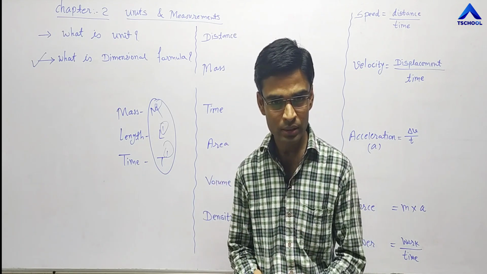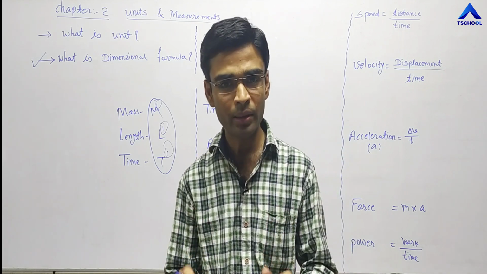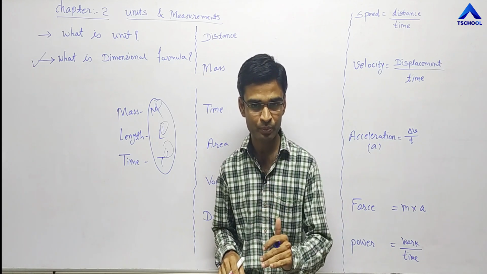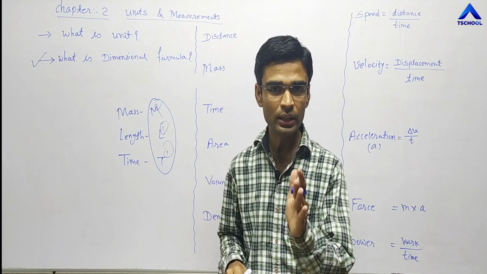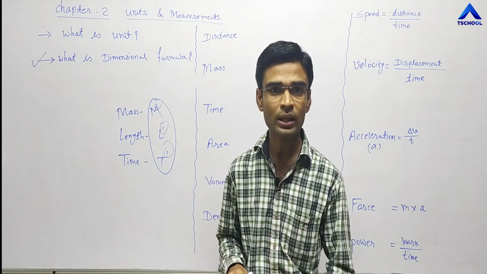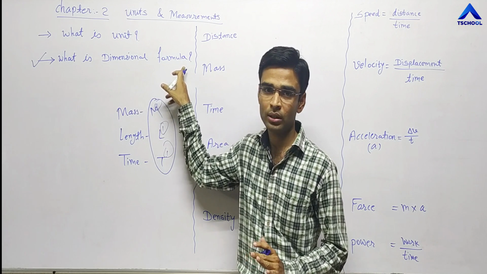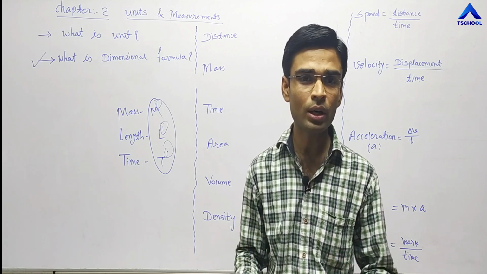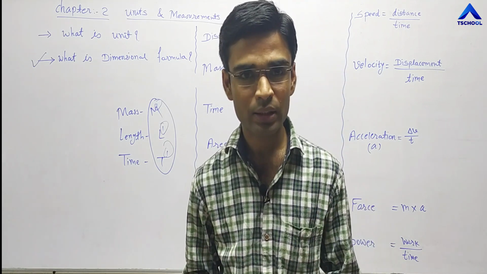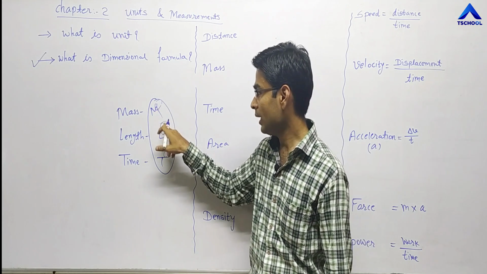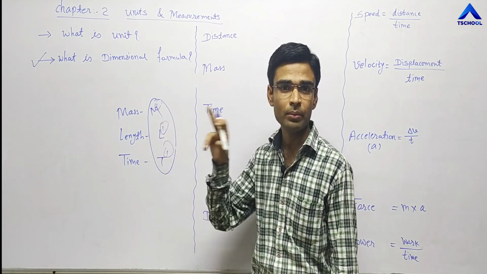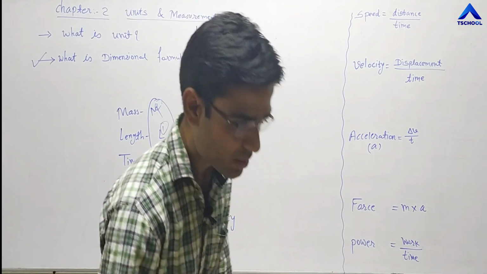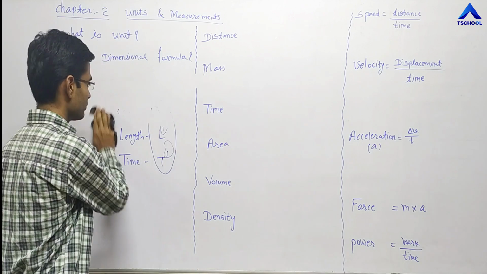Understood? What is the dimensional formula and what are dimensions? The dimensional formula means whenever we represent mass with M, length with L, time with T, the combination of mass, length and time. And dimensions means the powers of M, L and T are known as the dimensions.